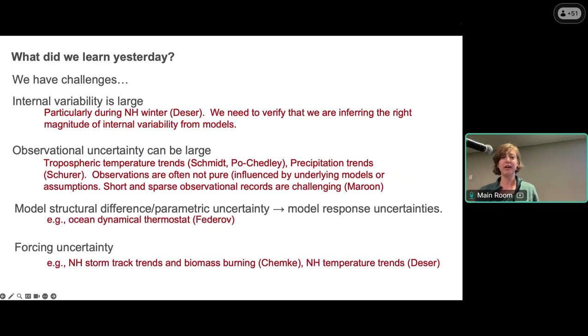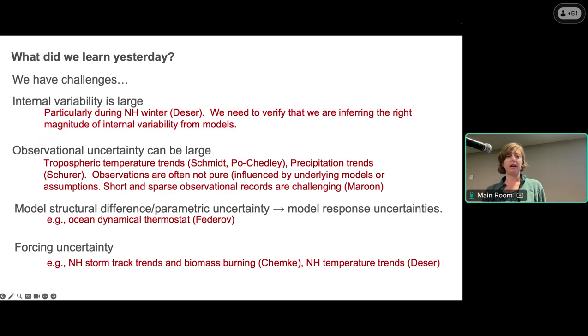So I think one of the things we learned yesterday is that we have a lot of challenges, which is good. Internal variability can be large, particularly in the extratropics and in Northern Hemisphere wintertime, and Clara demonstrated that very nicely. Of course, the challenge though is, are our models giving us the right inference about how large that internal variability is? And so we need to have methods to be able to verify that in the models, and Clara also talked about that.